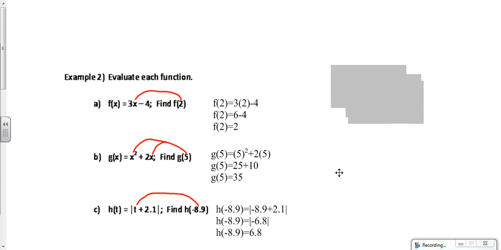So again, this would be very much like an XY table if I go back to what it used to be, and it says plug in a 2, and when we plugged in a 2, we got a 2 out. So we're just looking at it in a little bit different way.